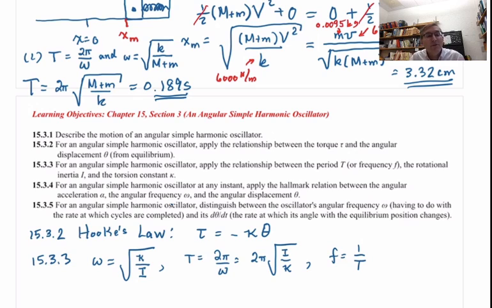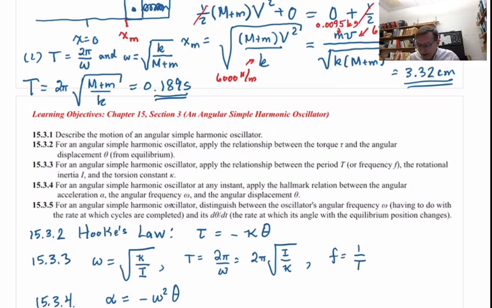All right, 15.3.4. For an angular simple harmonic oscillator, at any instant, apply the hallmark relation between the angular acceleration alpha, the angular frequency omega, and the angular displacement theta. The hallmark relationship for simple harmonic motion, angular version, is simply this. At any given time, the angular acceleration alpha is equal to the negative of the angular frequency squared times the angular displacement. Okay, that means simple harmonic motion for the variable theta.